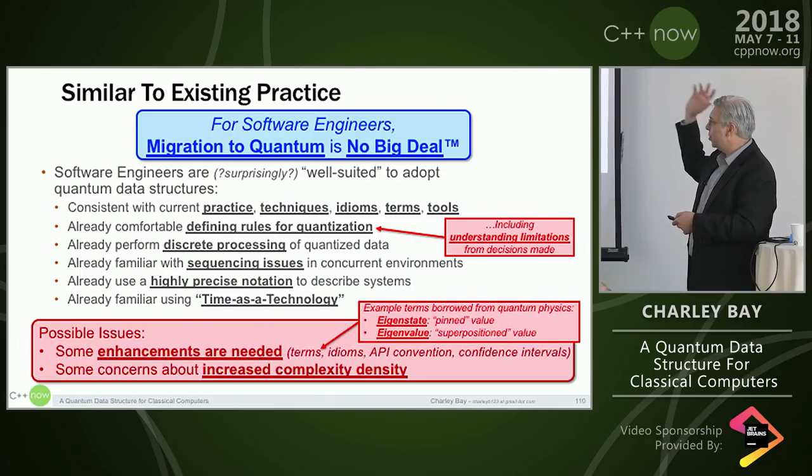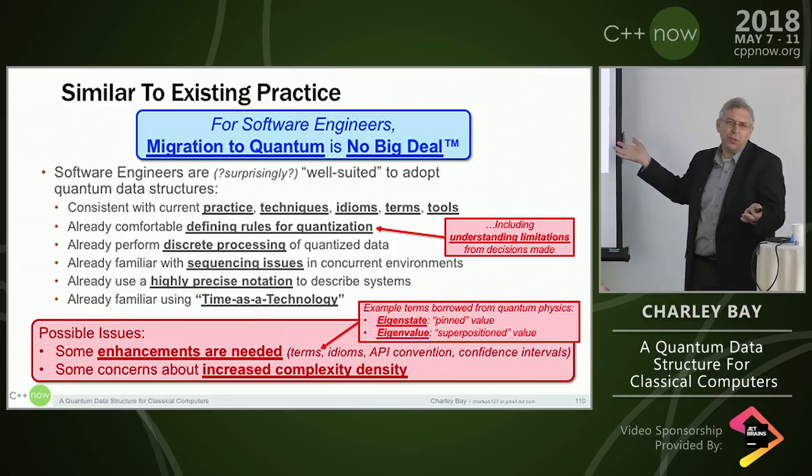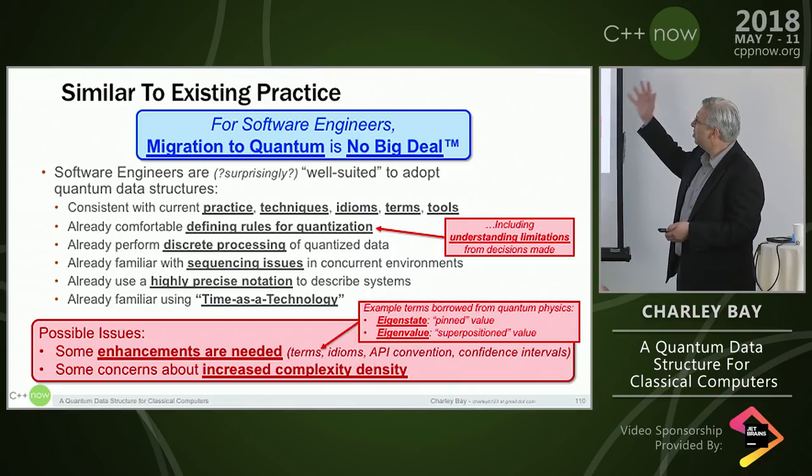This just says this is existing practice. We already know how to do this. Eigenstates, eigenvalues, that might be a useful term to know where in the life cycle your object happens to be. But this is what we're doing now. You can take the slides home. We're running out of time.